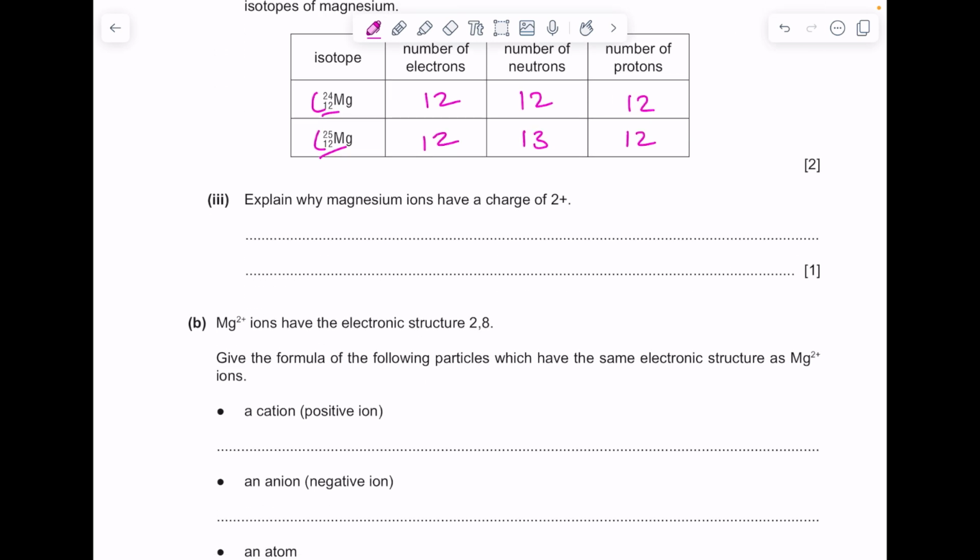Explain why magnesium ions have a charge of 2+. This is because they must have lost 2 electrons in order to get that 2+ charge. So they must therefore have 2 fewer electrons compared to protons. That's the only reason we can have that 2+ charge. It's due to the loss of electrons.